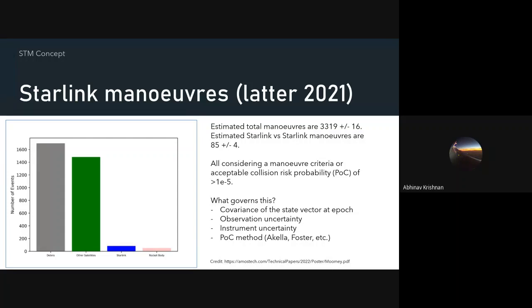And this involves maneuvers against debris, maneuvers against any other satellite, maneuvers against Starlink, maneuvers against God knows what. Next is the Starlink versus Starlink maneuvers. That was more than 85 maneuvers in 6 months, and that's too much. That's really too much. Any maneuver is too much, but 85 maneuvers is still too much.